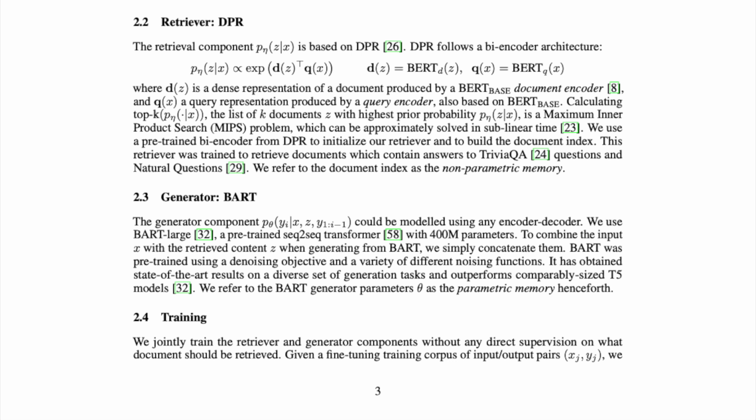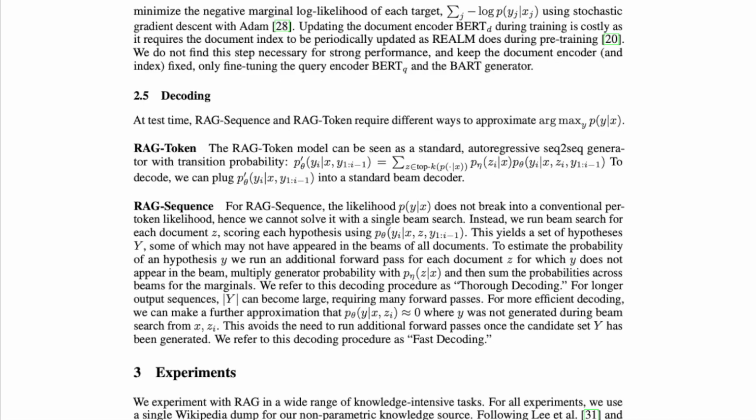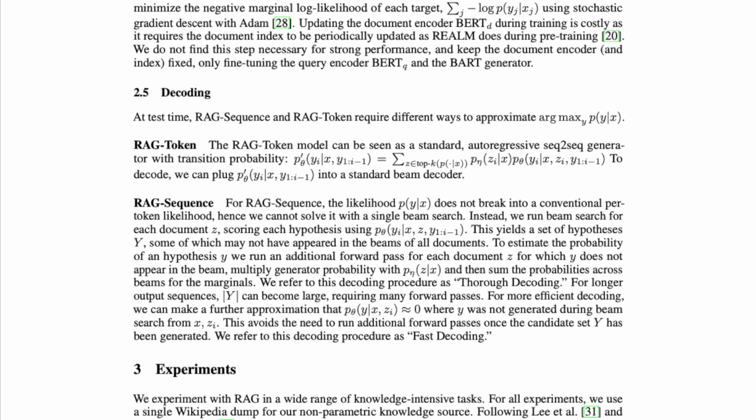2.4 Training. We jointly train the retriever and generator components without any direct supervision on what document should be retrieved. Given a fine-tuning training corpus of input-output pairs, (x_j, y_j), we minimize the negative marginal log likelihood of each target, sum over j of negative log p(y_j | x_j), using stochastic gradient descent with Adam. Updating the document encoder BERT-D during training is costly as it requires the document index to be periodically updated, as REALM does during pre-training. We do not find this step necessary for strong performance and keep the document encoder and index fixed, only fine-tuning the query encoder BERT-Q and the BART generator.